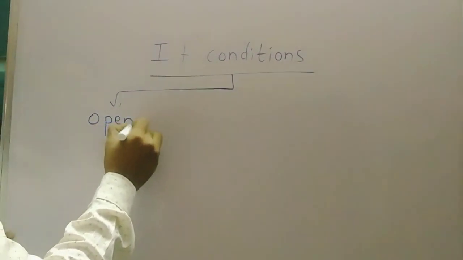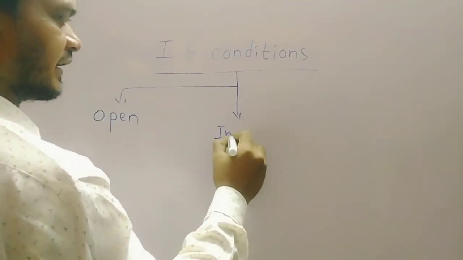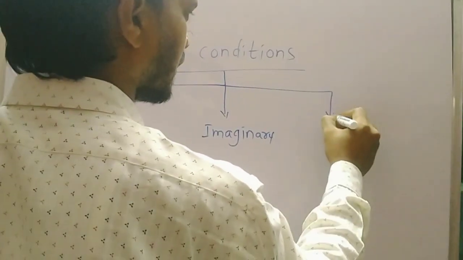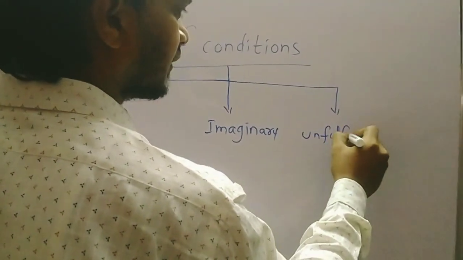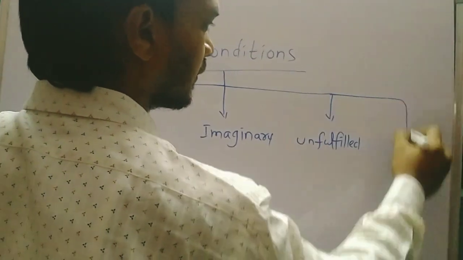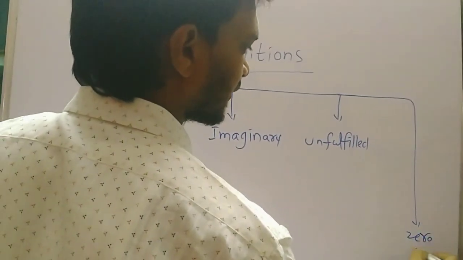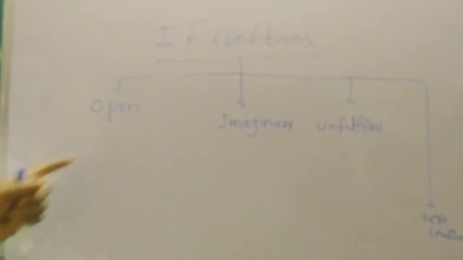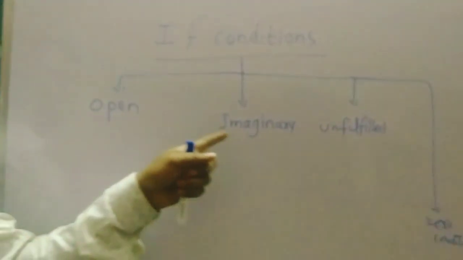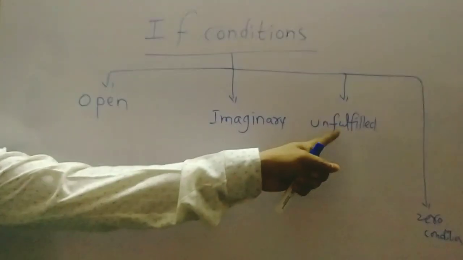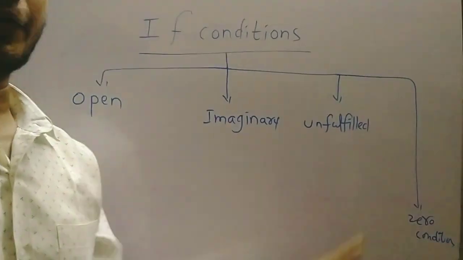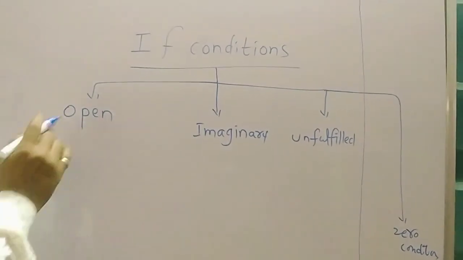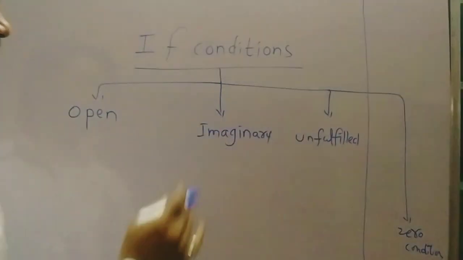Open condition, imaginary condition, unfulfilled condition, zero condition. Open condition, which is also called probable condition, imaginary condition, unfulfilled condition, zero condition. Generally, in English grammar, we see these 3 conditions: open, imaginary, unfulfilled conditions.